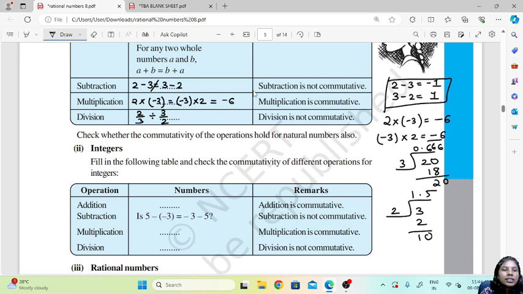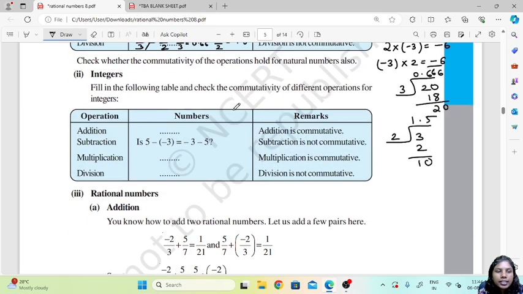Therefore we can say 2 divided by 3 is not equal to 3 by 2, because in 2 by 3 we get the answer 0.66, and in 3 by 2 we get the answer 1.5. Both are not equal, and therefore division is not commutative.